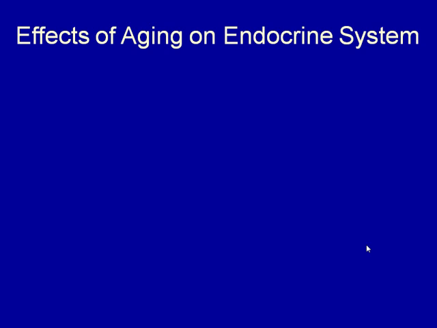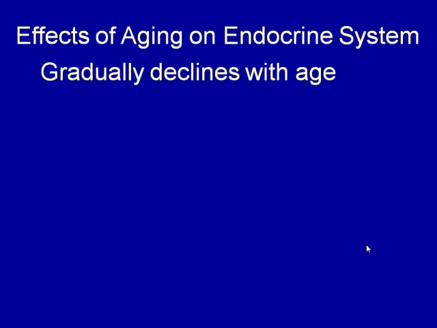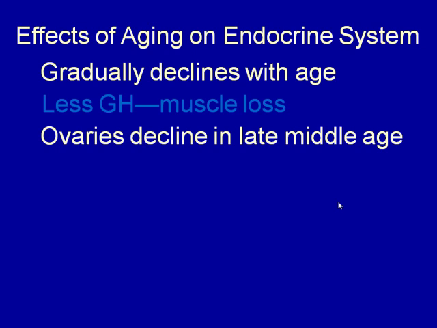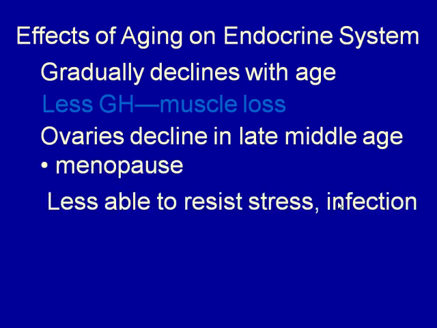As we age, there are effects on the endocrine system. All of the secretions from the endocrine glands seem to decline slightly as we age. We do know that there is less growth hormone produced, and some people think this may be what contributes to the muscle loss that goes along with aging. Women lose function of the ovaries in late middle age, going into menopause.